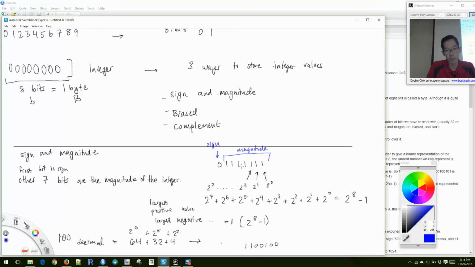Is that okay? So that's sign and magnitude. The largest with sign and magnitude, if you're using 8 bits, would be basically 2 to the 8 minus 1. You can't have 2 to the 8, though. Okay.